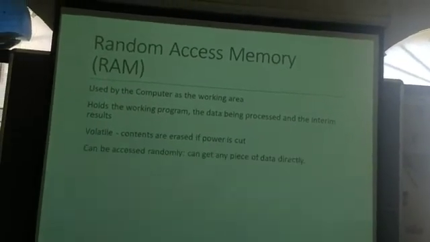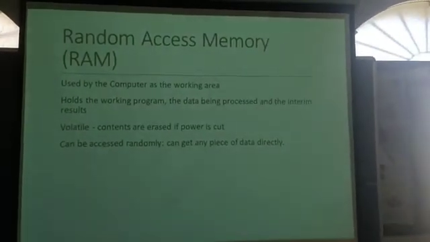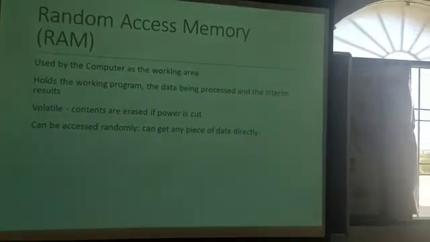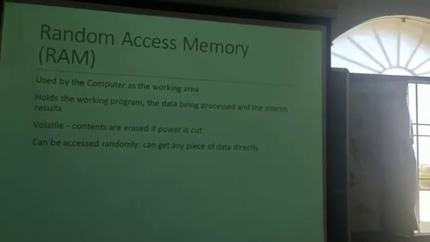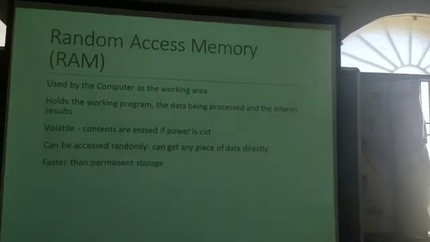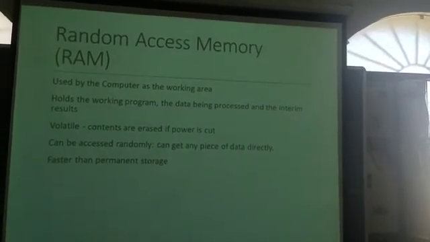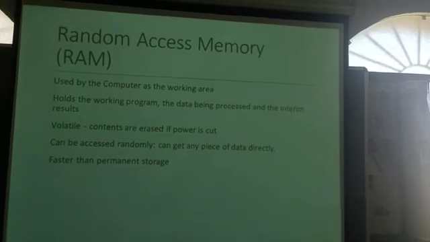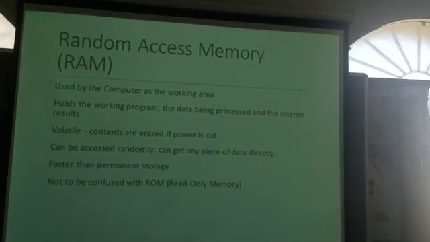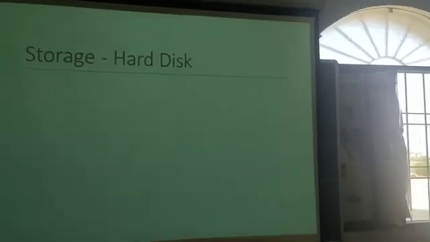Volatile contents are erased if power is cut. Means whatever you write in RAM will be lost if the computer hangs or stops. So you must save your data into a permanent storage device, either hard disk, pen drive or DVD drive. And RAM is faster than permanent storage, that is hard disk. Not to be confused with ROM, that is totally different.